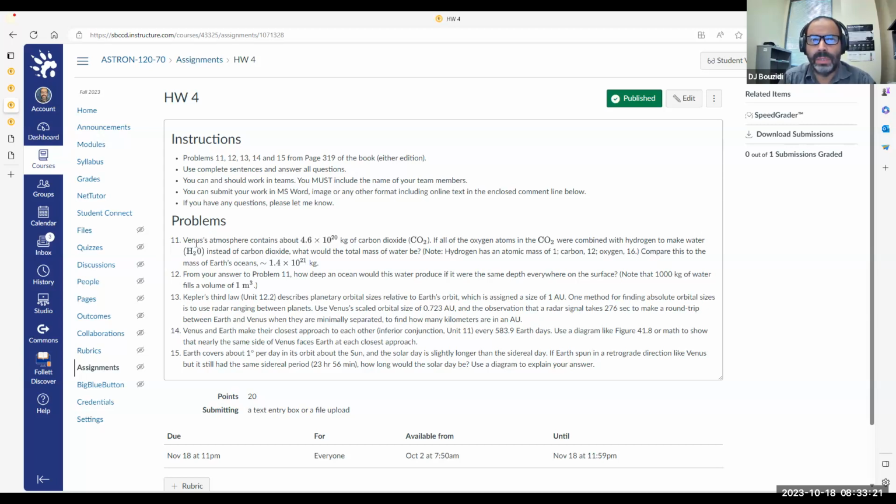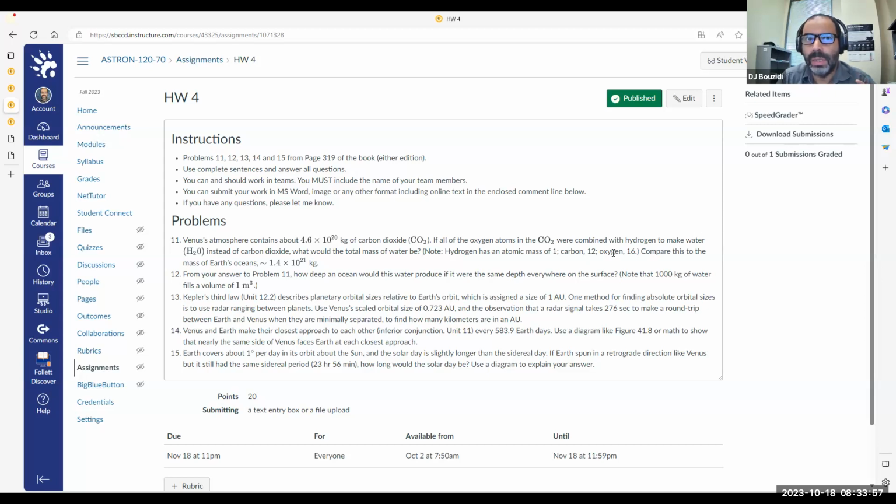So basically the first assignment gives you the amount of carbon dioxide on the surface of, or at least on, the planet Venus. And it's 4.6 times 10 to the power 20 kilograms. It tells you, if you were to extract all of the oxygen in that carbon dioxide and change it to water, H2O, how much water you're going to get. It gives you some information about the atomic mass: hydrogen being 1, carbon being 12, oxygen being 16.